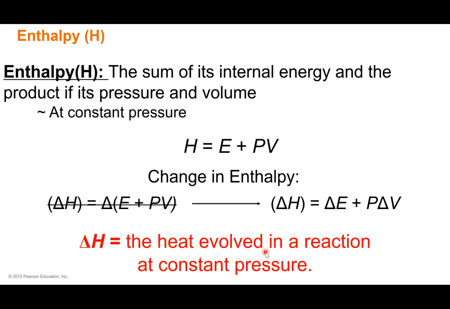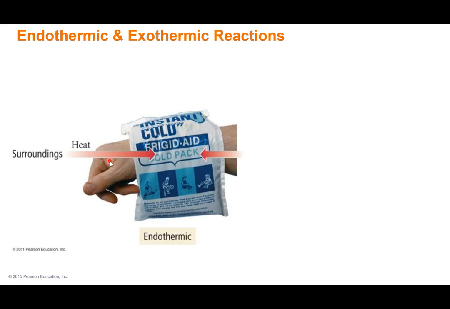So here's the summary of this slide, the take home. The change in enthalpy is going to be the heat evolved or absorbed during a chemical reaction, as long as that reaction's at constant pressure. And we can assume from here on out that we are, in fact, at constant pressure. So that's enthalpy.